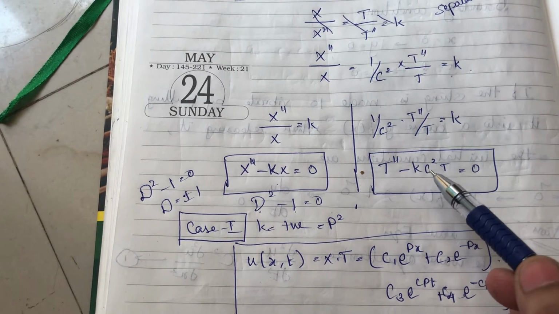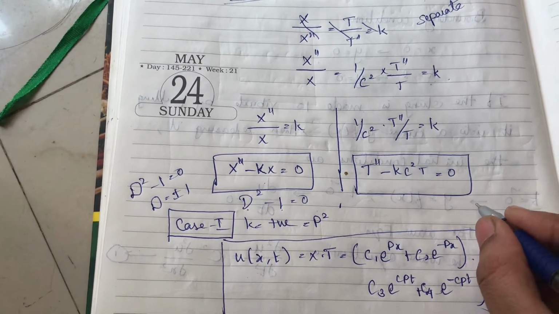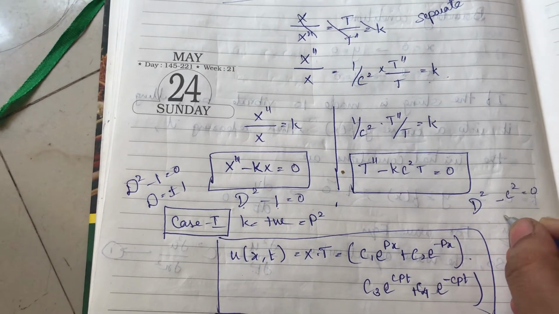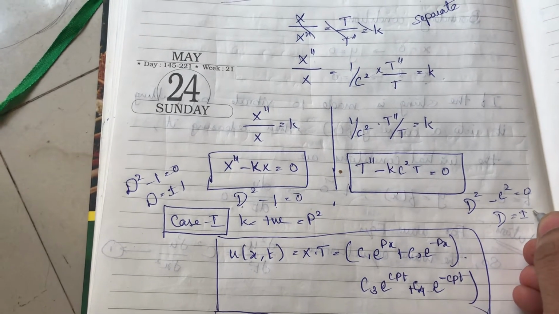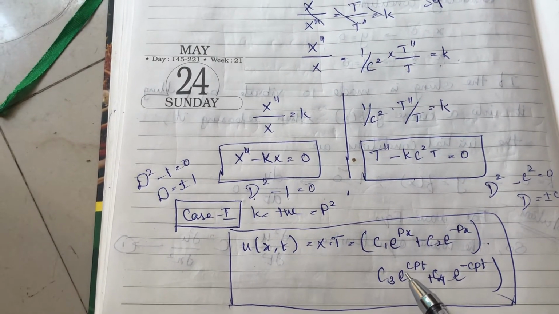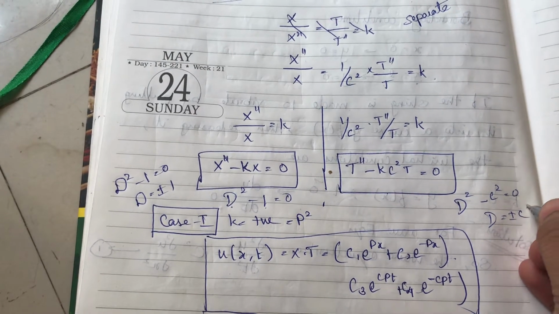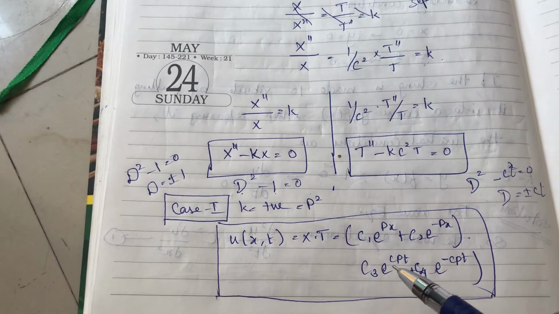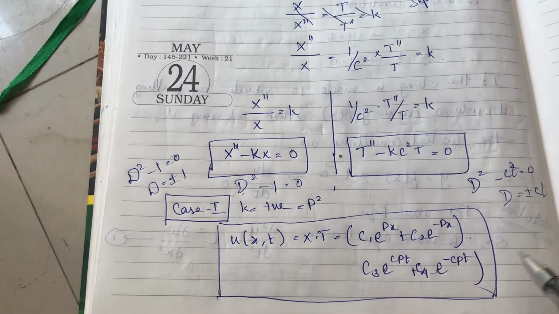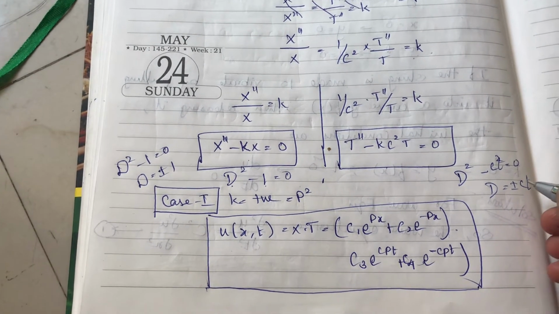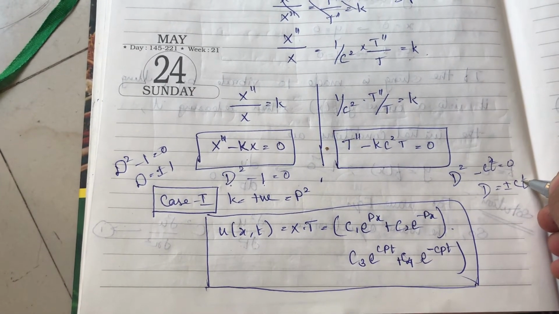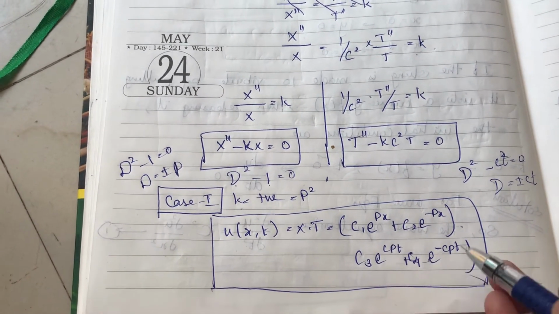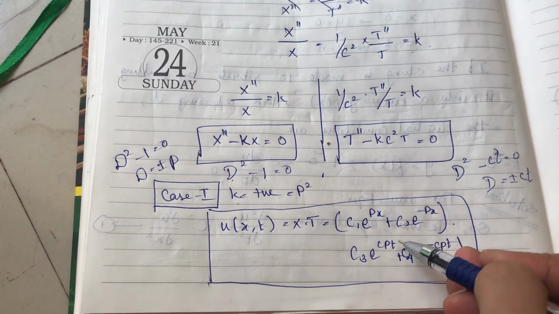If you consider this as constant, you will get D square minus c square, which is equal to 0, right? So D is equal to plus or minus c. So the same applies here, and t will also come. So we can say this as e power cpt and e power minus cpt. Sorry, here it is p. I am just taking k as p square. So this one is p, so plus or minus p. Same applies here. This is in terms of t.